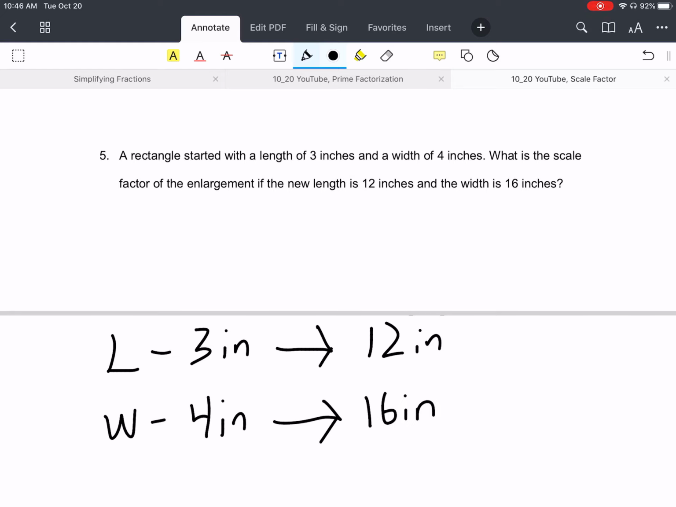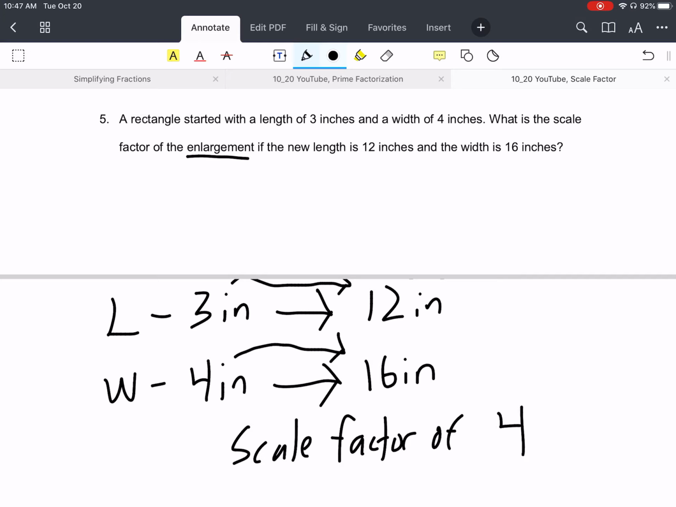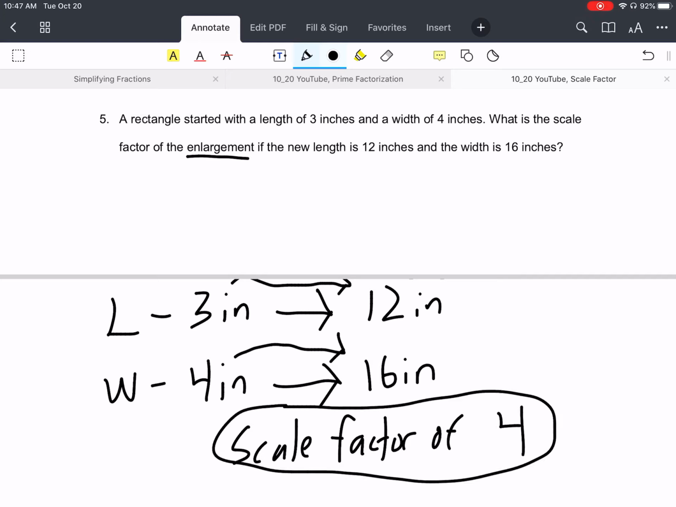So we're trying to figure out, well, we know that this is an enlargement because it says the scale factor of an enlargement. And the jump from 3 inches to 12 inches should be equal in proportion 4 inches to 16 inches. In both cases, hopefully we can figure out that we multiplied by 4. Because 3 inches times 4 is equal to 12 inches, and 4 inches times 4 is equal to 16 inches.